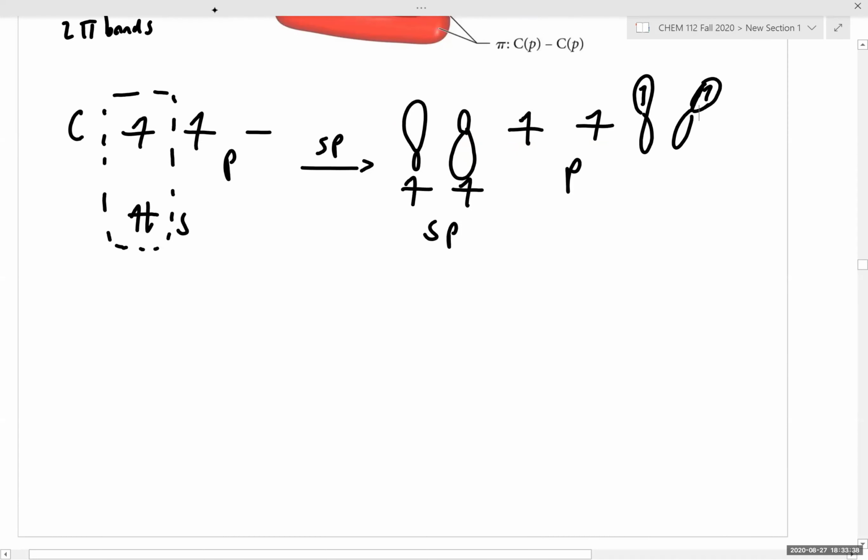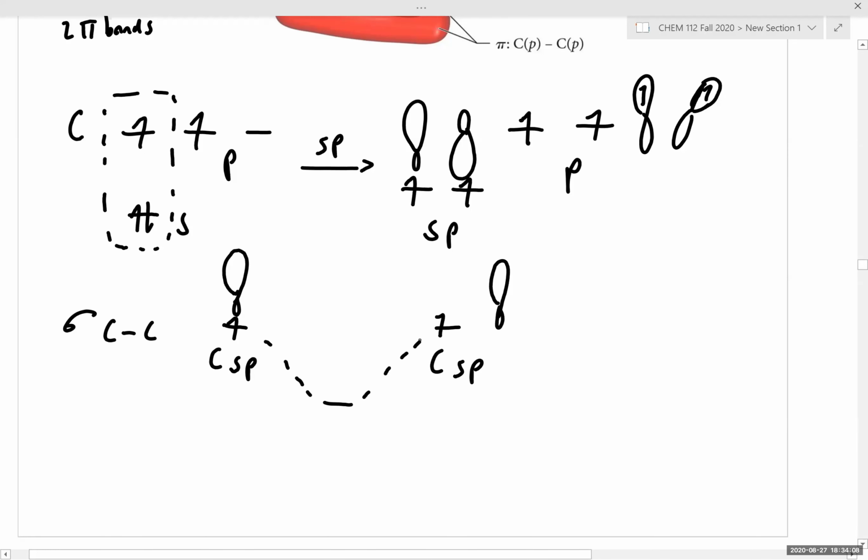So let's look at some of the different types of overlaps that we can engage in. First, we can form a sigma bond between our 2 carbon atoms. To do that, we take our carbon sp orbital and overlap it with our other carbon sp orbital in our second carbon. And that in turn generates a sigma bonding and a sigma star antibonding orbital.